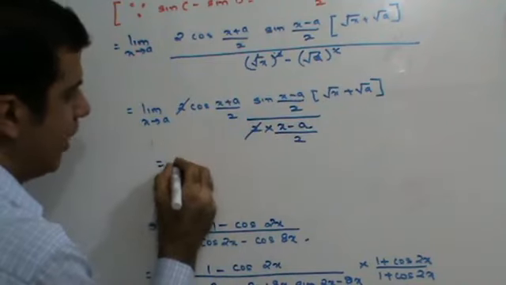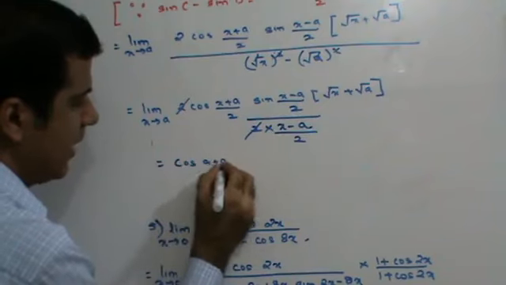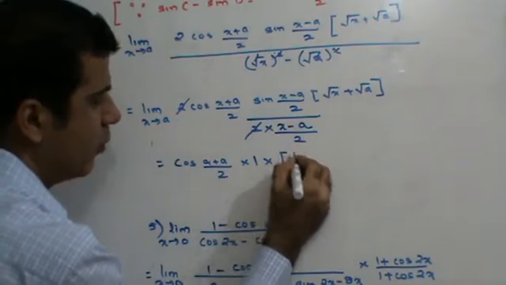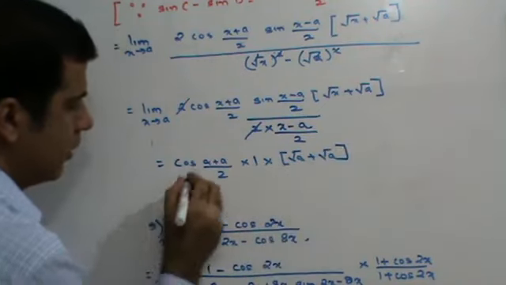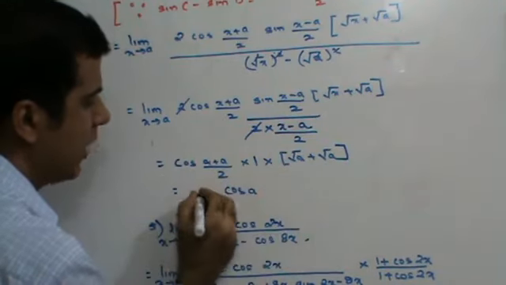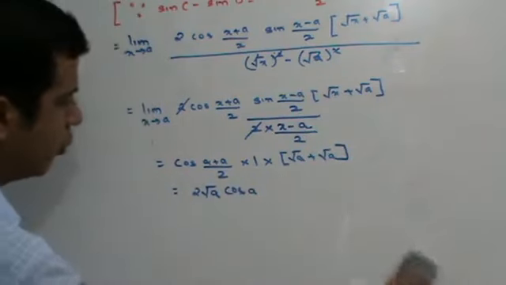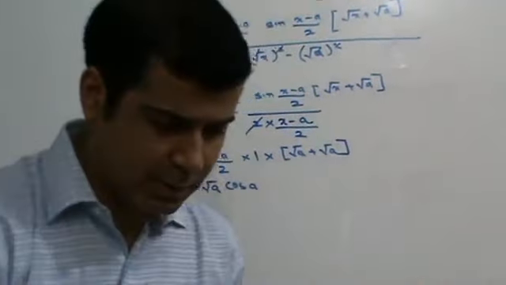Since I am using the formula, I will substitute the values. This is going to be cos a plus a by 2, sin theta upon theta is 1, root a plus root a, right? Now this is cos 2a upon 2, which is cos a. Root a plus root a is 2 root a. So your answer is going to be 2 root a cos a. Fine. Let's move on to the next one, guys.